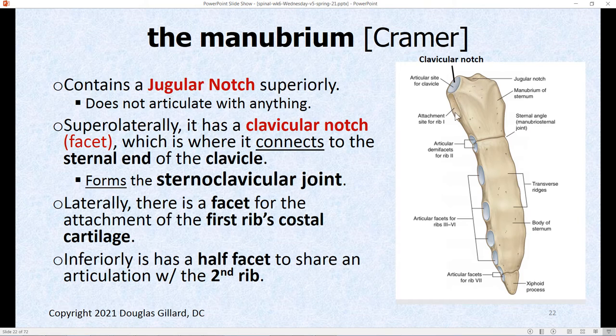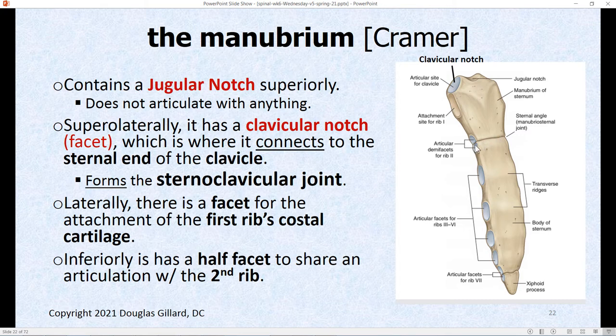Right below that, there is another notch and a facet for the attachment of the first rib. The first rib has a full facet right here. It doesn't share. Rib number two has a demi-facet. So there's a demi-facet or a half facet here on the inferior portion of the manubrium. And there's a half demi-facet on the superiormost portion of the vertebral body for a connection of the second rib.